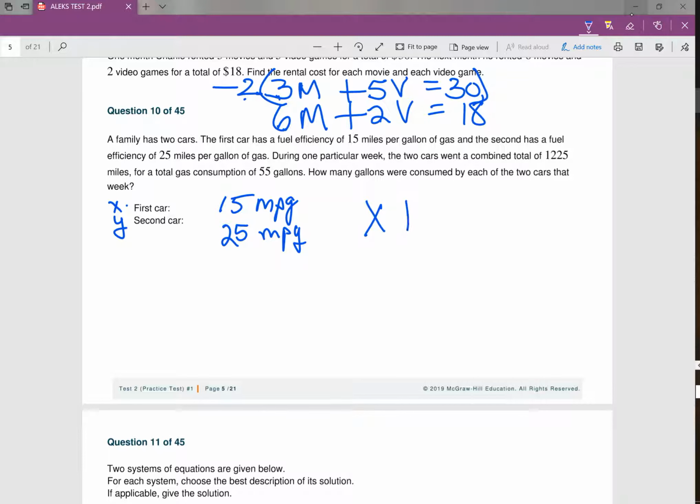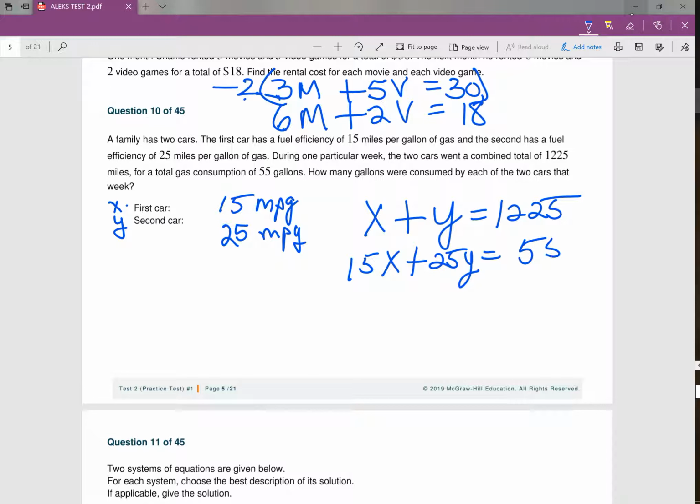And if the 2 cars went X plus Y a total of 1,225, and we know that in this case this is 15X plus 25y, that was equal to 55 gallons. Because remember, this is the gallons equation. This is your miles or your quantity equation. So now when you solve, you can figure out how long each of these went.